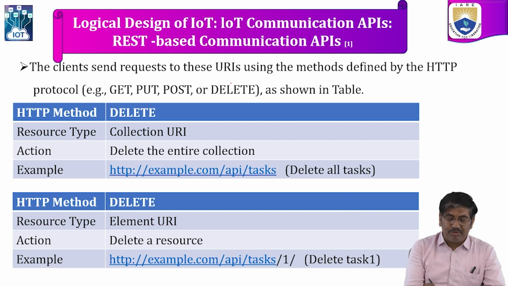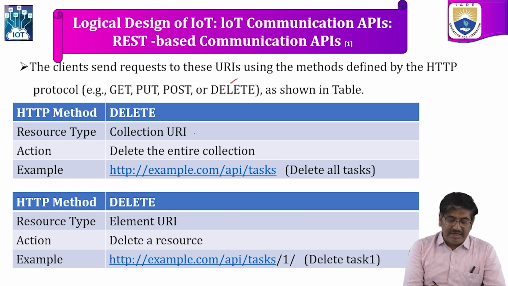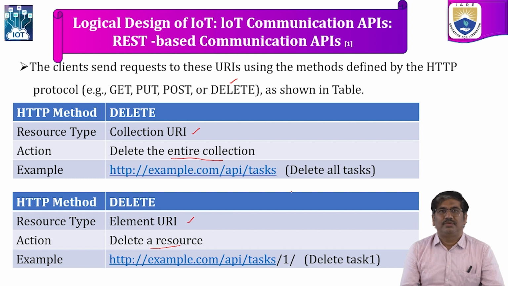The next HTTP method we can have is DELETE, where the DELETE can be a collection URI or an element URI. This DELETE method is used for deleting resources. If you are using a collection URI, it will delete the entire collection. If it is an element URI, it is going to delete a particular resource.